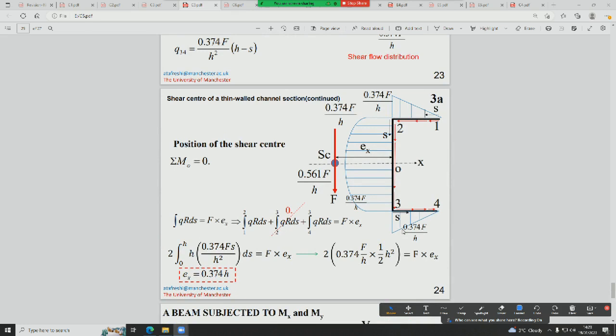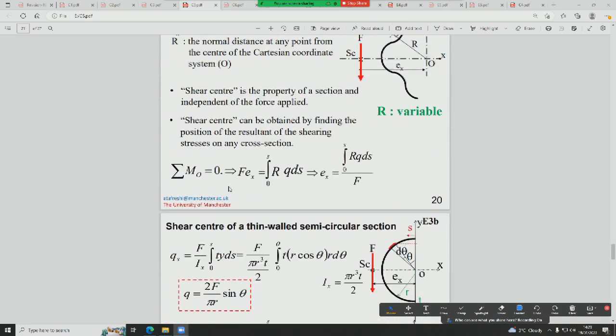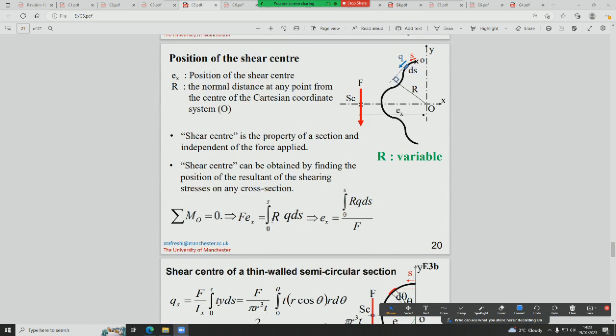That's good. Okay, so this is this equation here. R is a length. It's a distance from the center. You're finding the moment with respect to it. R is a distance. q is a shear flow. q times ds is a force, a shear force. q times ds times R gives you a little moment. So what you see on the right-hand side is a moment. What you see on the left-hand side is also a moment.